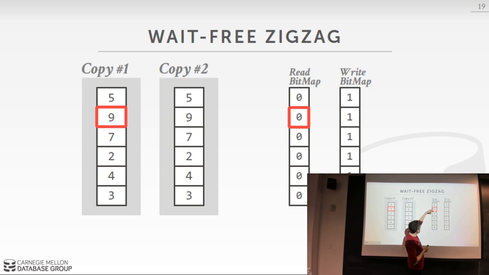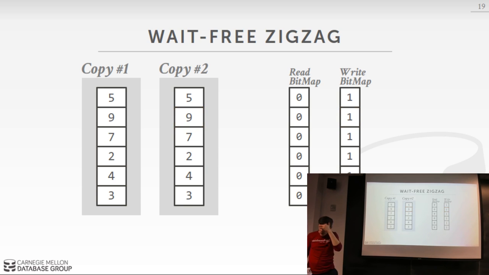So the read bitmap is going to tell us which one we should read from, and so if it's zero, we read from the first copy. If it's one, we read from the second copy. And the write bitmap's the same thing. If it's zero, we write to the first one. If it's one, we write to the second one.